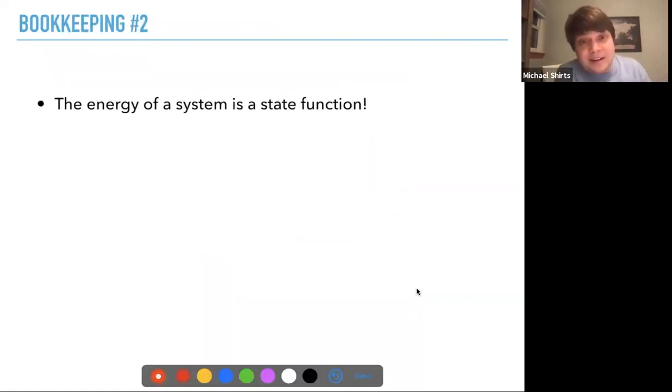So why do we care about state functions? The energy of a system is a state function. It doesn't matter how it got there. It only matters what atoms are in there, what state the atoms are in, what the temperature is, what the volume is, what the pressure is. If you can describe the state of the system, if you know the physical conditions of the system, you know its energy.